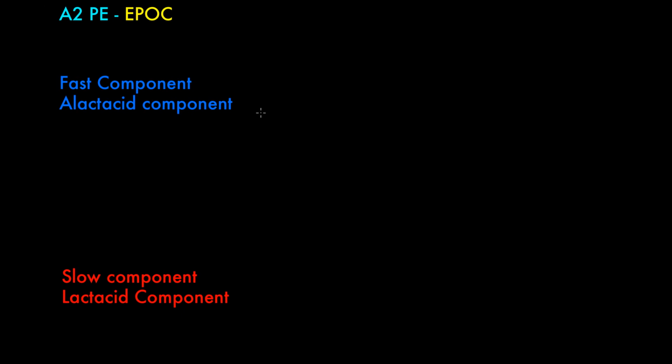Remembering that the first component of EPOC is called the fast component. We also, by the way, call it the alactacid or the non-lactacid component. It can be used either. Sometimes it's also called the alactacid debt, which becomes a bit confusing because it feels a bit like deficit, so just bear that in mind. But there are a number of processes that are taking place.